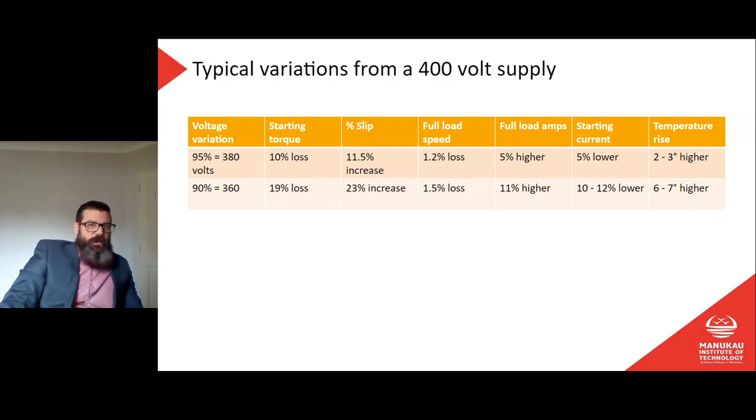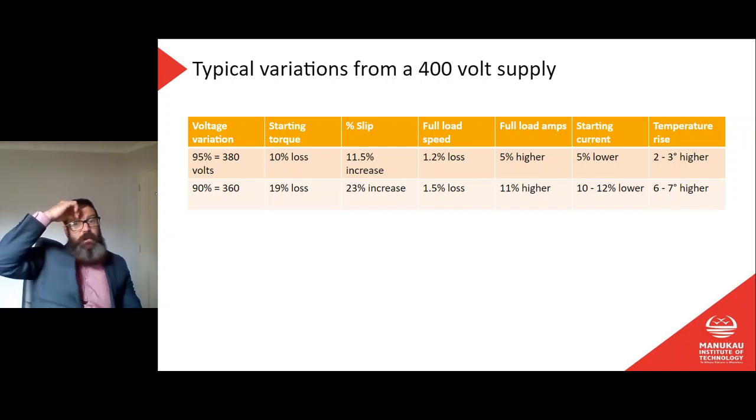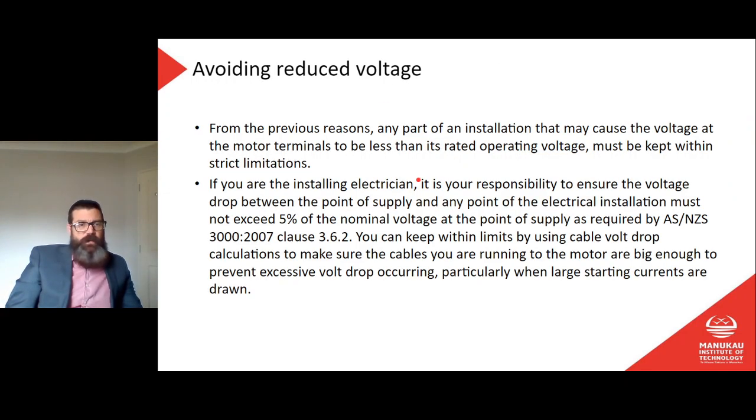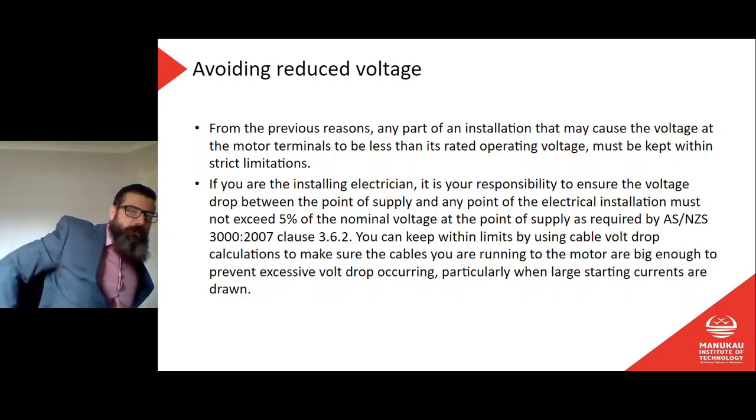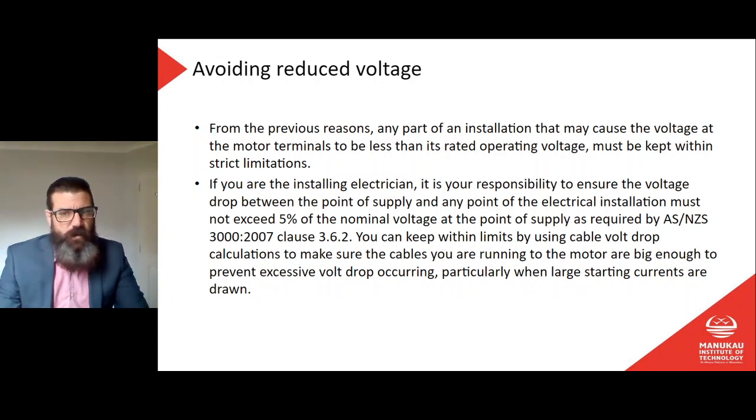Avoiding reduced voltage. From the previous reasons, any part of an installation that may cause the voltage at the motor terminals to be less than its rated operating voltage must be kept within strict limitations. If you are the installing electrician, it's your responsibility to ensure the voltage drop between the point of supply, so the switchboard, and any point of the electrical installation must not exceed 5% of the nominal voltage at the point of supply, as required by AS/NZS 3000 clause 3.6.2.